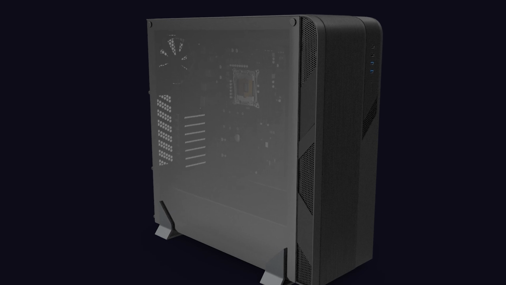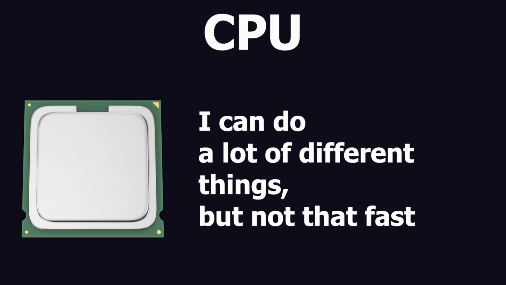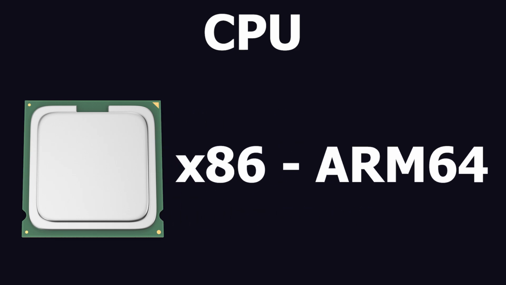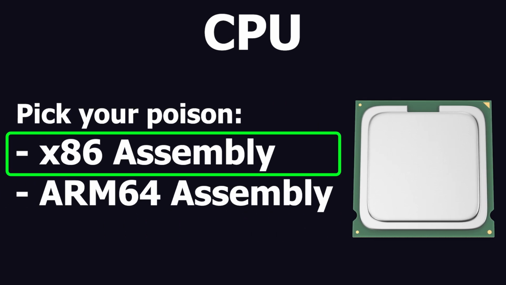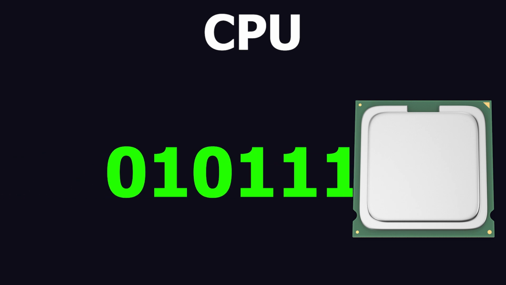Let's quickly explain all the parts of a modern computer. CPU. This can execute general-purpose instructions. Those instructions heavily depend on the CPU architecture. The most common architectures are x86 and ARM64, and each has a corresponding assembly language that goes with it. Assembly is pretty much human-readable machine code, and that machine code is ones and zeros that a computer can execute.